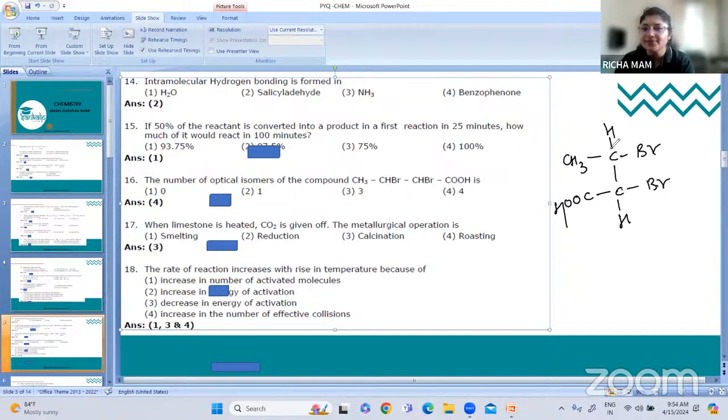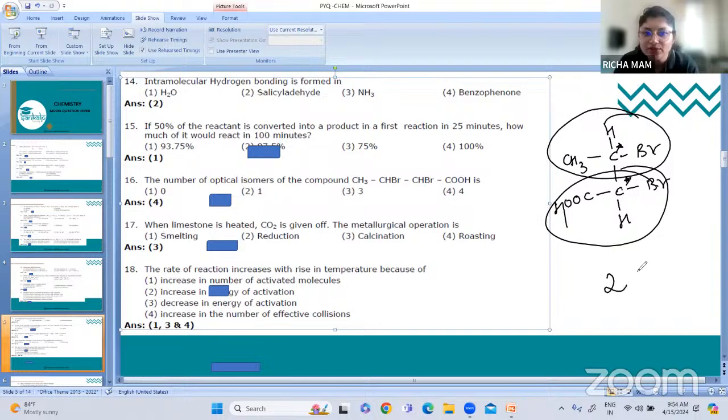There are two chiral centers, right? So 1 and 2 chiral center. So 2 raised to 2, 2 raised to 2 is 4. So option number 4. Yes, Madan has answered it correct. Very good. Okay, so next question.